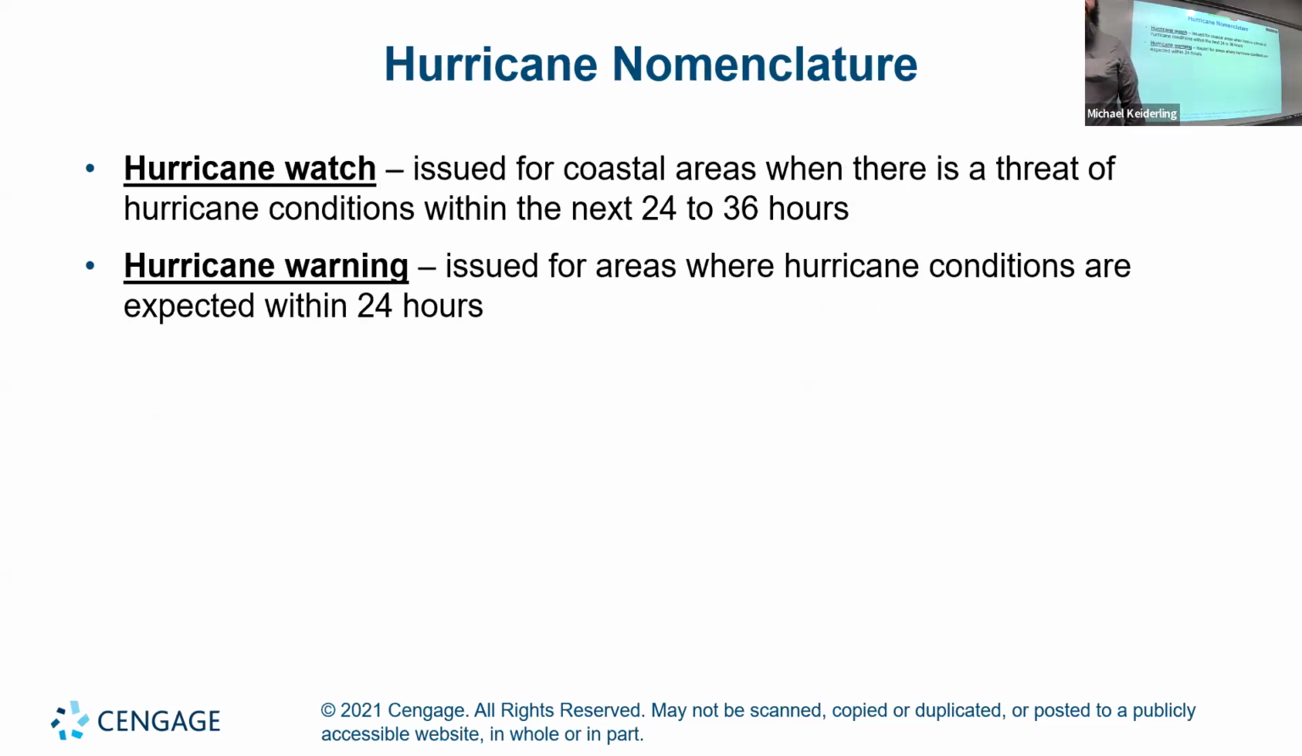And then some nomenclature: a hurricane watch is issued for coastal areas when there's a threat of hurricane conditions within the next 24 to 36 hours. The nice thing about hurricanes is you can tell they're coming from a long way away. Their path is pretty easy to predict. They're these big, relatively slow-moving things. You can figure out when they're coming relatively far away. And then a hurricane warning is issued for areas where hurricane conditions are expected within 24 hours.